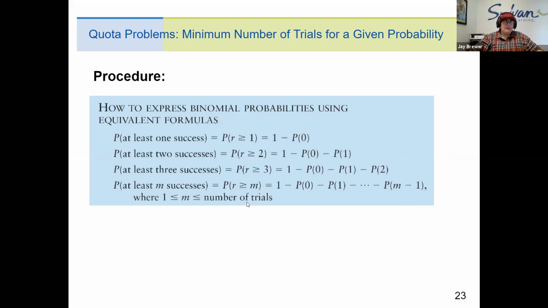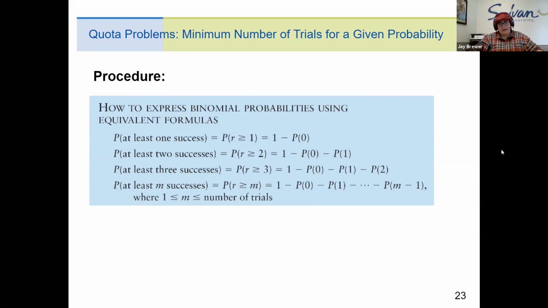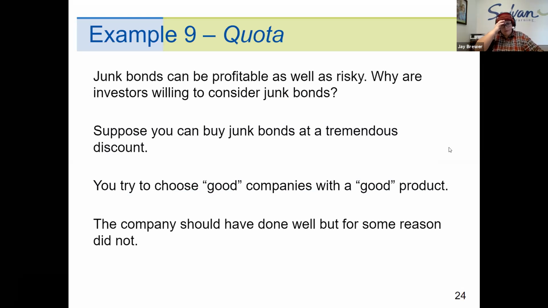So basically a domino effect. Once you understand how to do it one way, you just have to keep subtracting until you figure out each of your answers. Okay. All right, let's look at example 9.